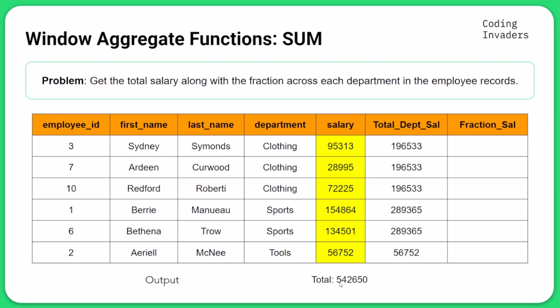Now in order to find the fraction, we want to divide the salary which we have in each row by the total salary, like this. So it comes out to be around 0.36, which is 36% for clothing. For sport, it comes out to be around 53%, and for tools, it is around 10%. Awesome. Now let's try to write this code in the database and see how we can get this.